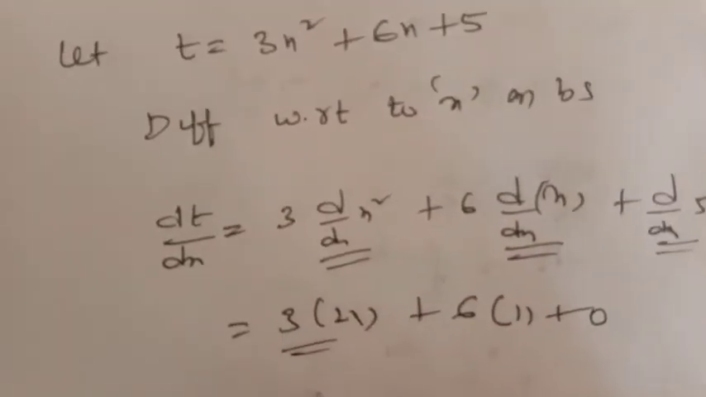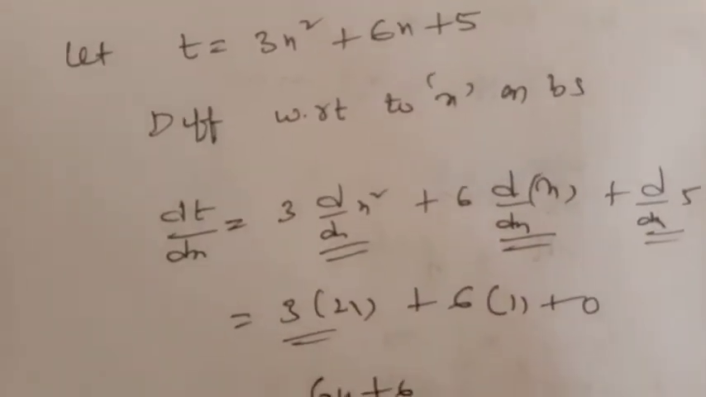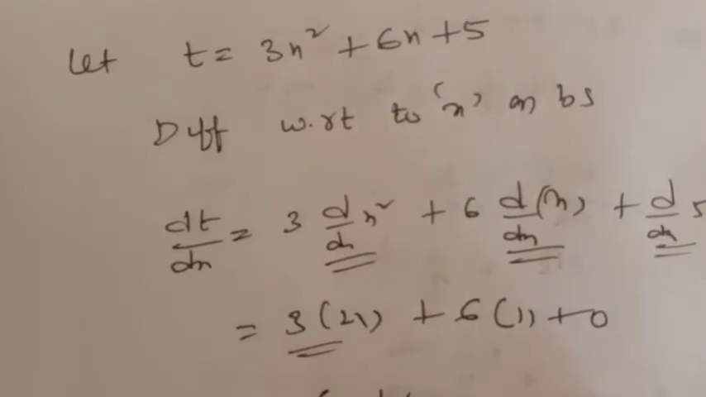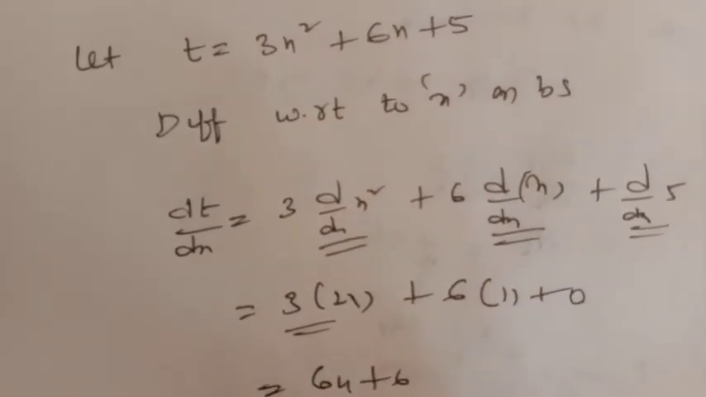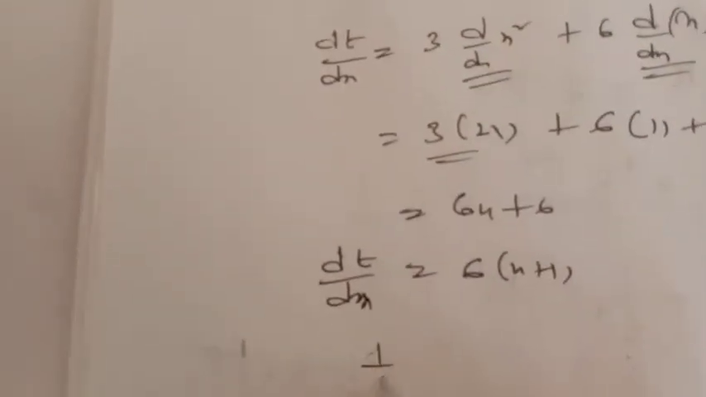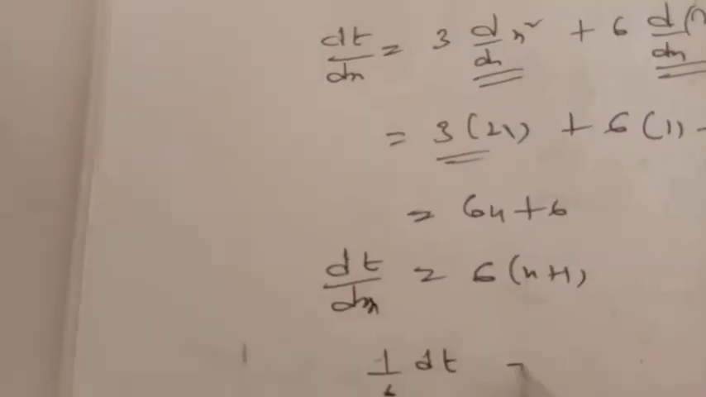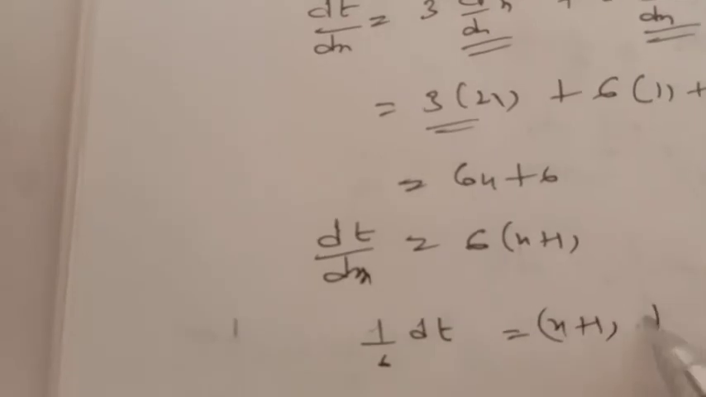3 2s are 6, 6 plus 6. Here take common, 6 into x plus 1 equal to dt by dx. On cross multiplication we get 1 by 6 into dt equal to x plus 1 into dx.